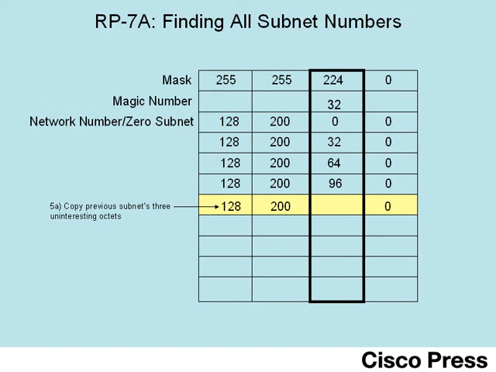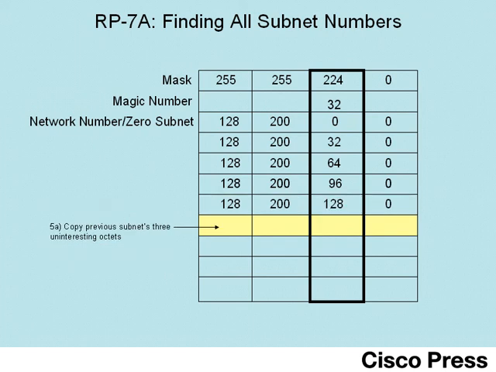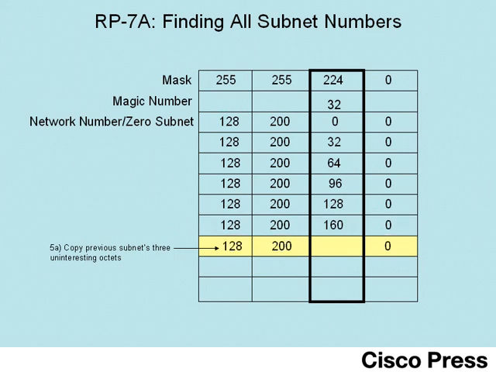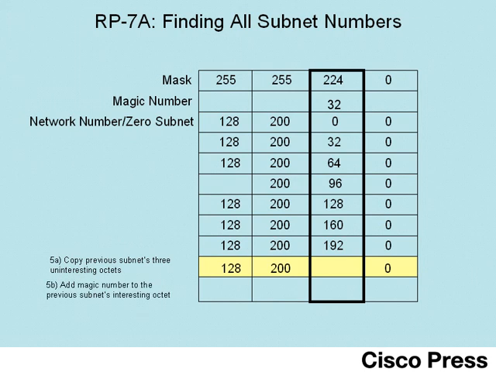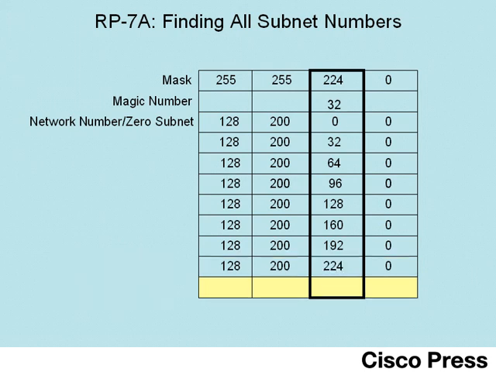So going through the rest of these subnets briefly, for the next subnet, if we add 32 to 96, the next subnet number's third octet is 128. For the next subnet, the third octet's 128 plus 32, or 160. For the next subnet, the third octet is 160 plus 32, or 192. And yet for the next subnet, the third octet is 192 plus 32, which is 224.